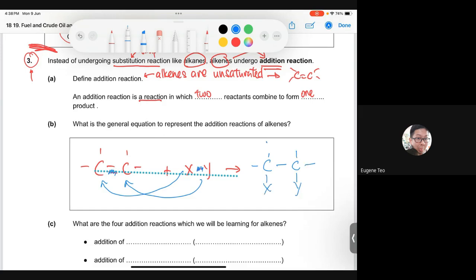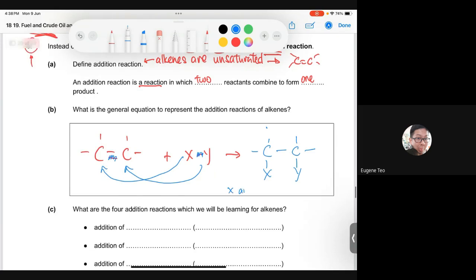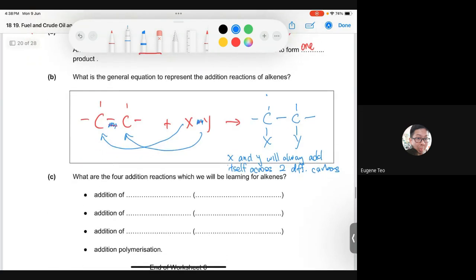Whenever you have addition reaction, the X and the Y will always add across two different carbons. I want to write down here: X and Y will always add across two different carbons. It will never be the same carbon, it will always be two different carbons. Any questions so far? Thumbs up if okay. Alright, good. Let's carry on.